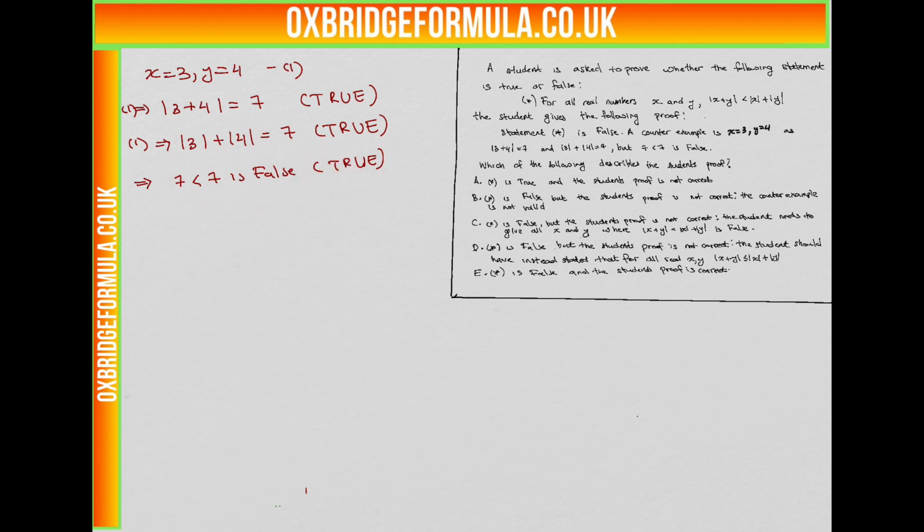So that means that x equals 3 and y equals 4 is a valid counterexample, because x equals 3 and y equals 4 gives an example of values of x and y where this statement here is not true. So that means this is a valid counterexample, so the proof is correct. So our answer must be E: the statement is false and the student's proof is correct.